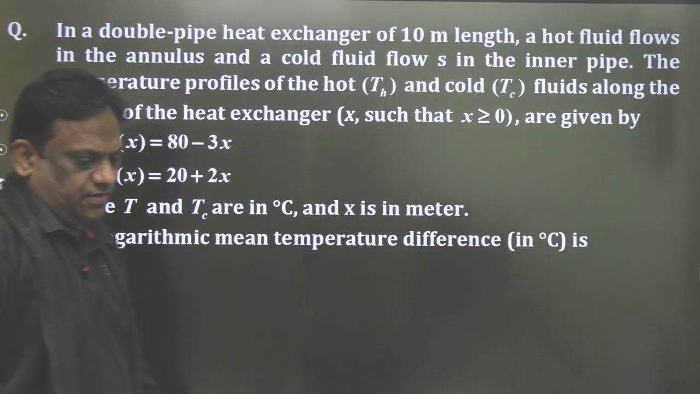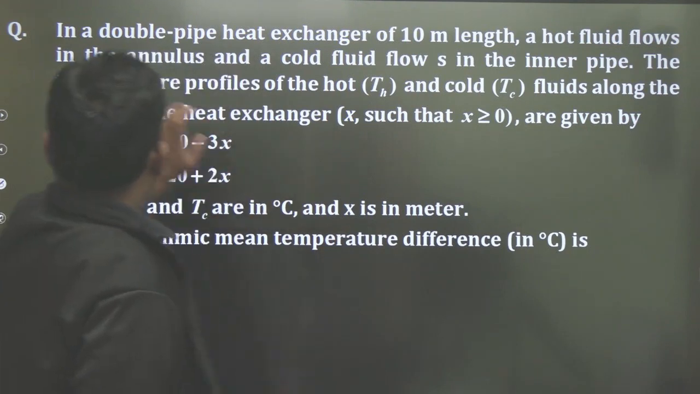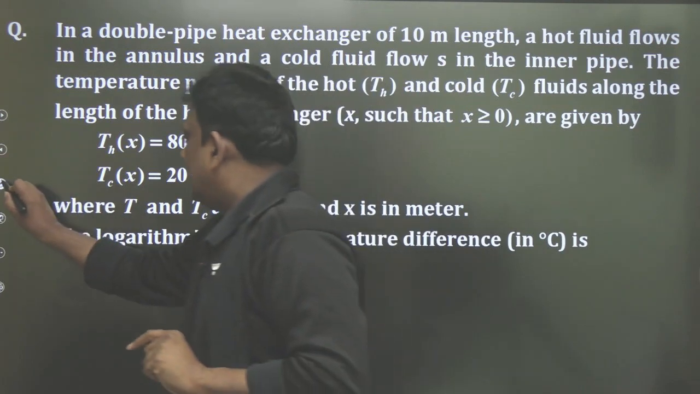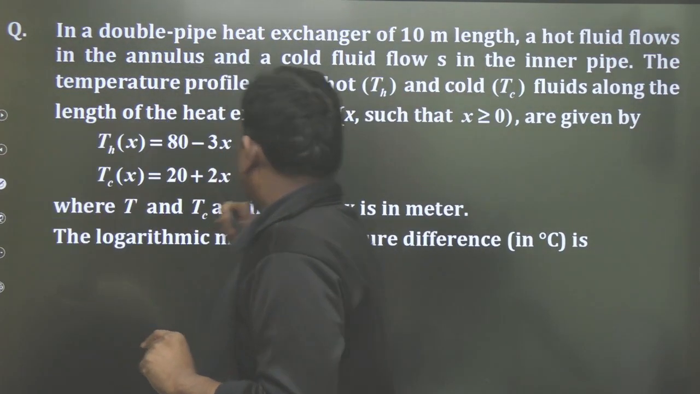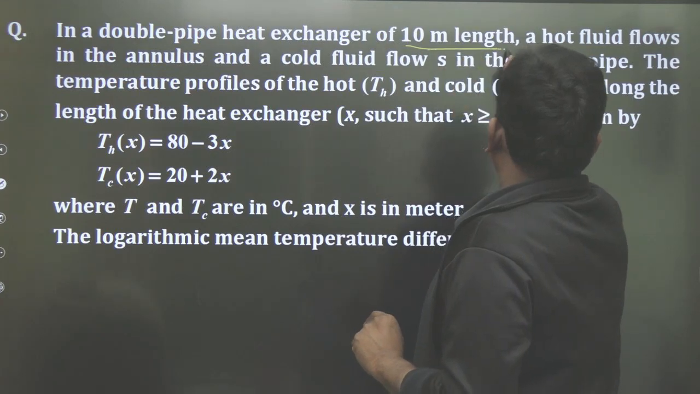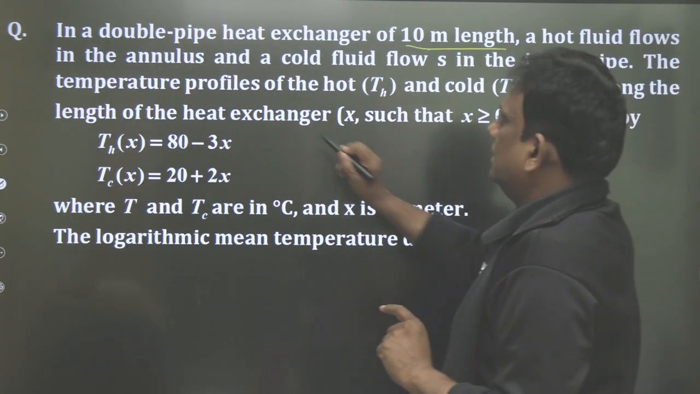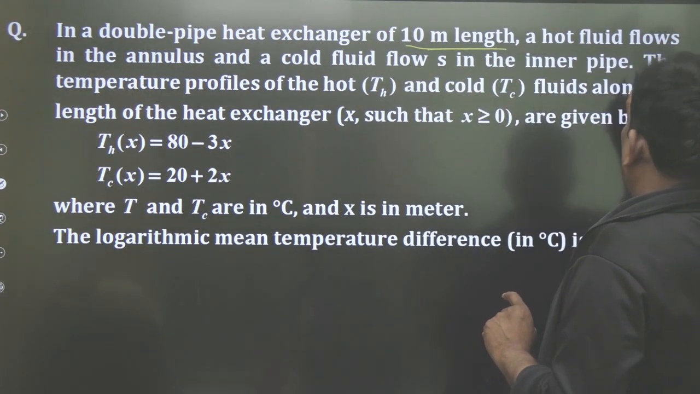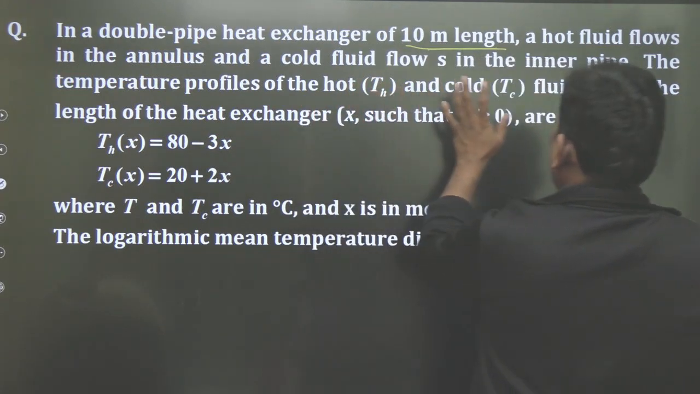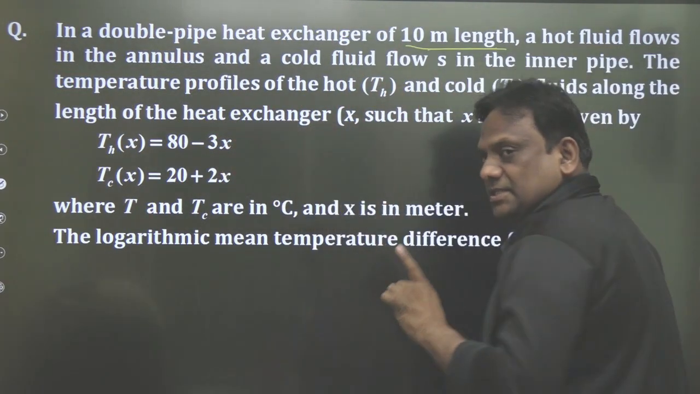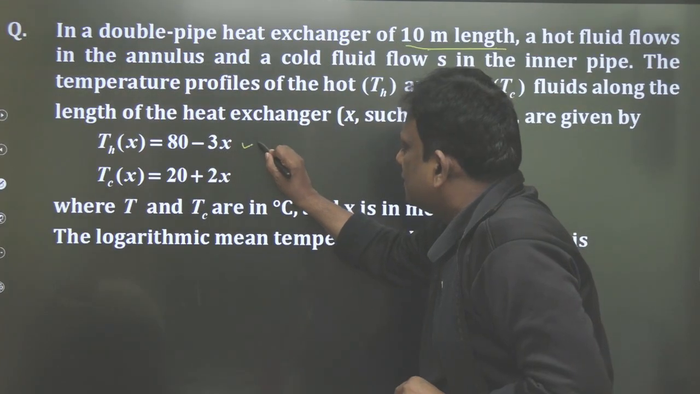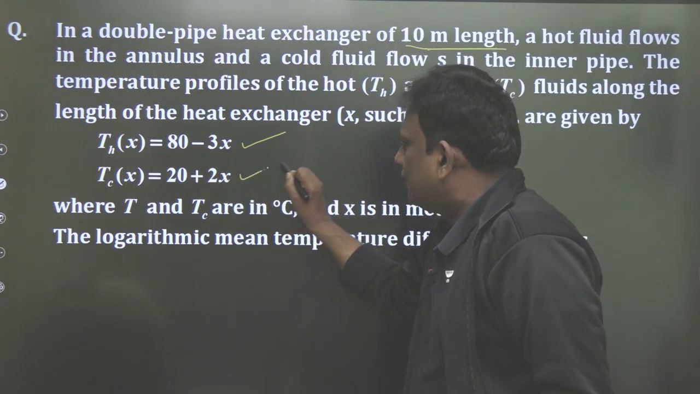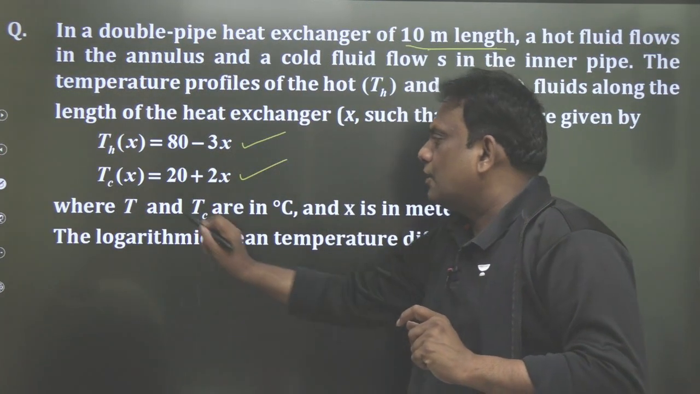Just see this question. In a double pipe heat exchanger of 10-meter length, focus on this length. Let me repeat, the length is 10 meter. A hot fluid flows in the annulus and a cold fluid flows in the inner pipe. The temperature profiles of hot and cold fluid are given along the length of the heat exchanger. This is the temperature variation of the hot fluid along the length, and this is the variation of temperature along the length for the cold fluid.